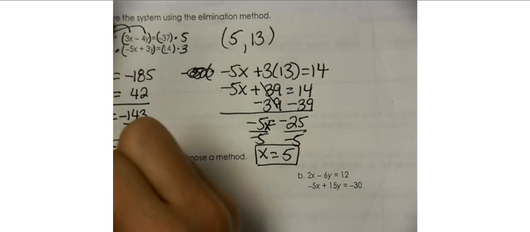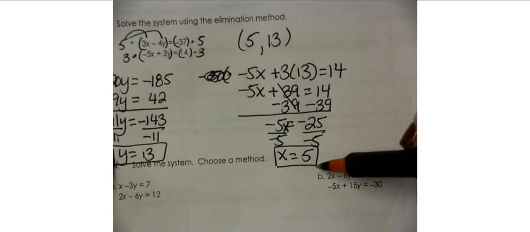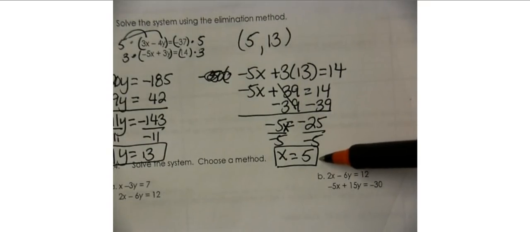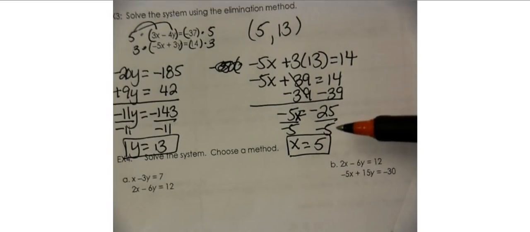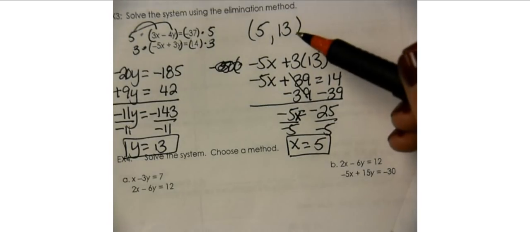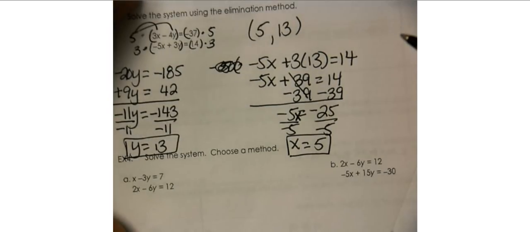We always write our answers as ordered pairs. So sometimes kids will get answers incorrect because they don't write their final answers as ordered pairs. Please make sure that you do that. Just putting that out there.